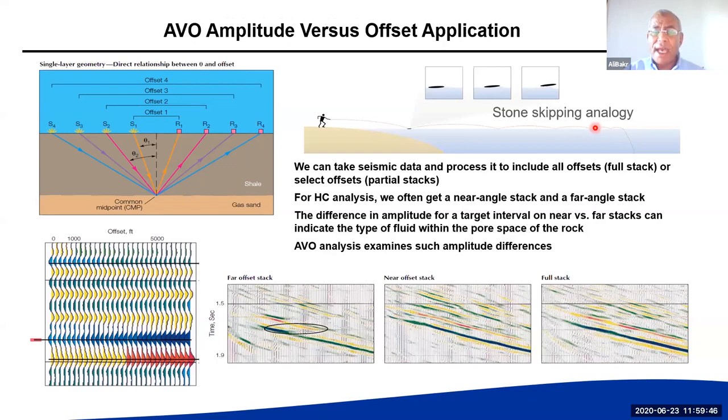of the rock itself, and the result of what? That the far offset will give you higher amplitude. So amplitude versus offset: the amplitude increases at the far offset, as you can see in here. So this is the near offset, and this is the far offset, and this interval is saturated with gas. So it's a sand saturated with gas. As you can see, as you go from the near offset to the far offset, the amplitude increases, giving you an indication of the presence of gas. Actually, this is a simple rule of thumb, and this rule has a lot of deviation from it.